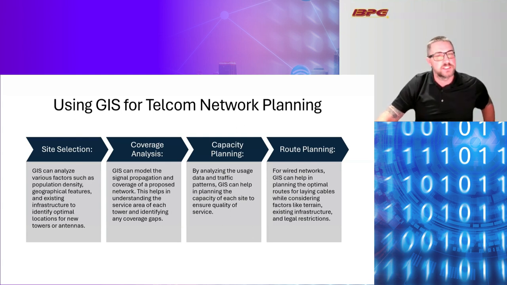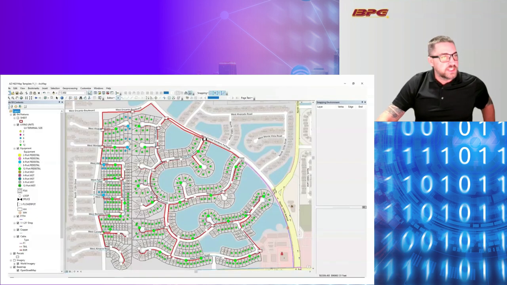And the big one that I've been involved heavily with, especially over the last few years in some of my projects, is route planning. For wired networks, GIS can help in planning the optimal routes for laying cables while considering factors like terrain and existing infrastructure or legal restrictions. On the screen here, you can see an example of one of the projects that my team has been working on in the telecom industry.